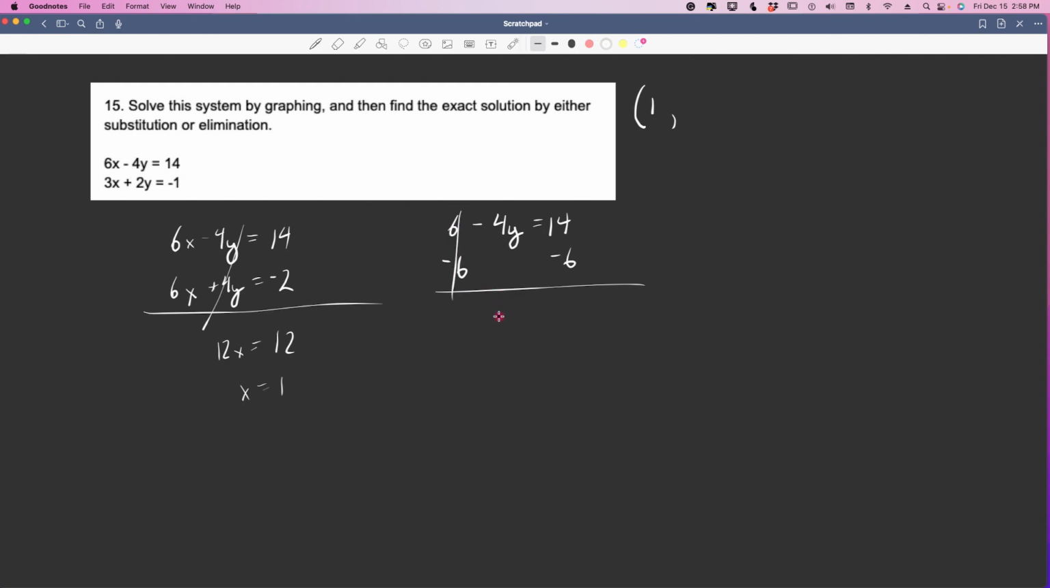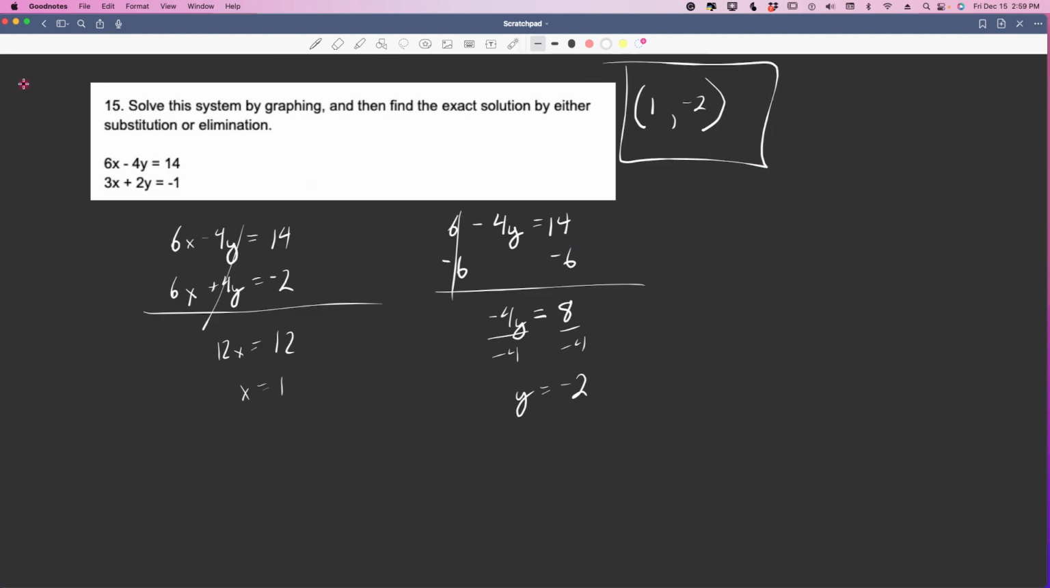So this cancels. Negative 4y is equal to 14 minus 6, which is 8. Both sides divided by negative 4. Y is equal to negative 2. So negative 2, and that is correct. Negative 2 should be your answer for this problem.